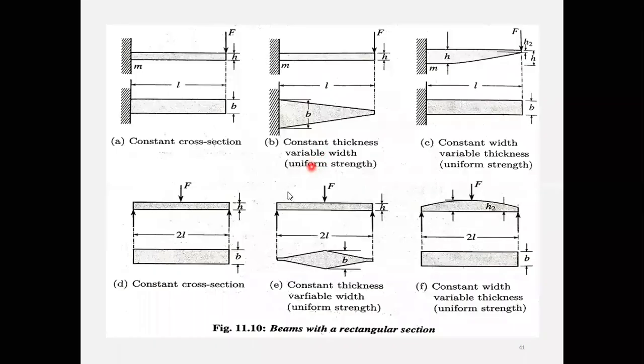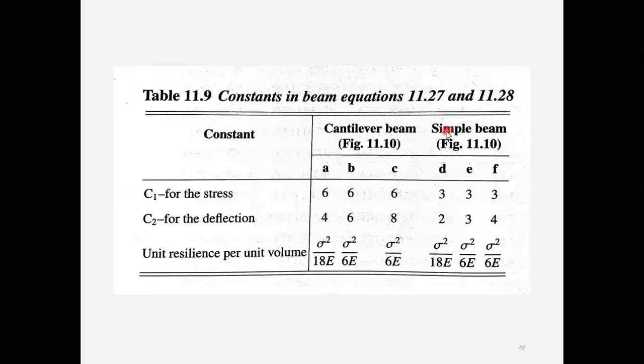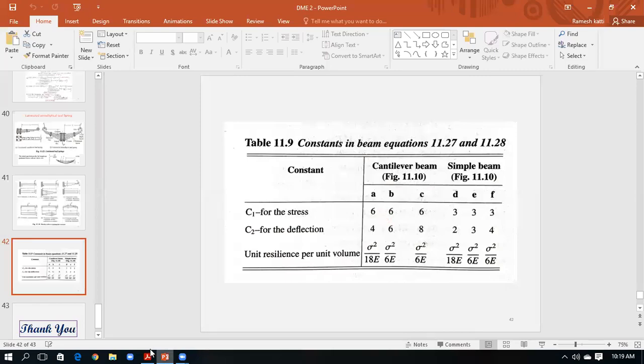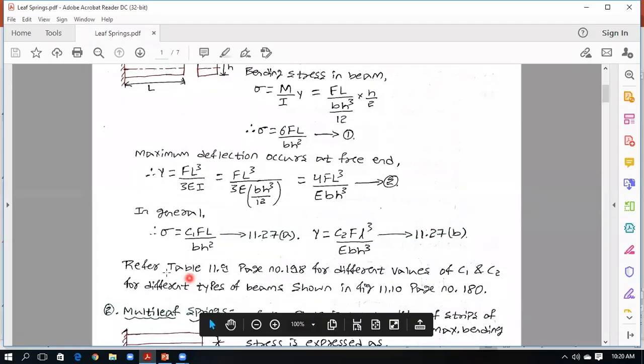In some of the cases, the beam might be a simply supported beam. In that case, after simply supported beam, you have to see whether it is a constant cross section or constant thickness and varying width. Depending upon that, you have to see this figure. If it is a constant cross section and a simply supported beam, you have to select figure D. Then you go to table number 11.9, simply supported beam, figure D. From that, the C1 value is 3, C2 value is 2. This is how you need to obtain the value. I think it is clear now.